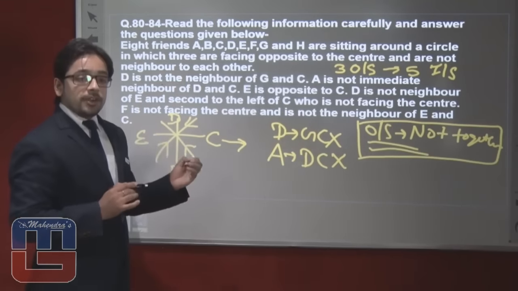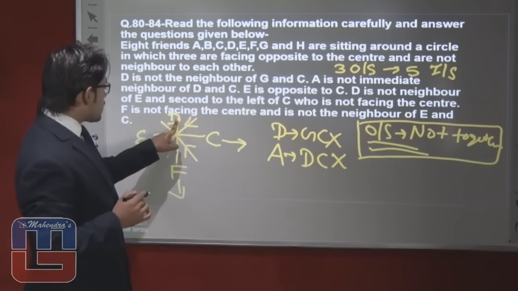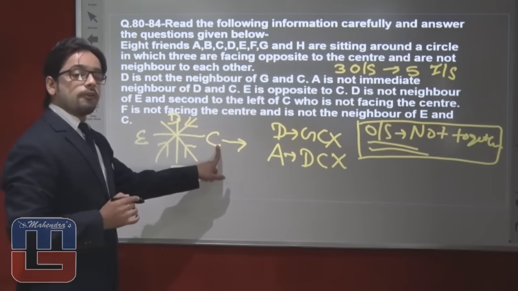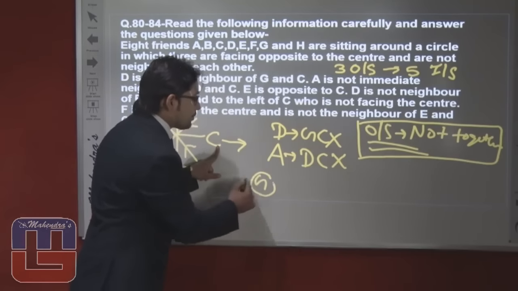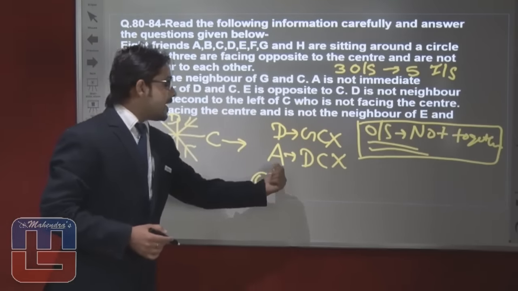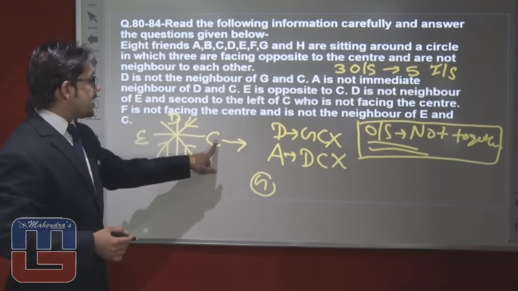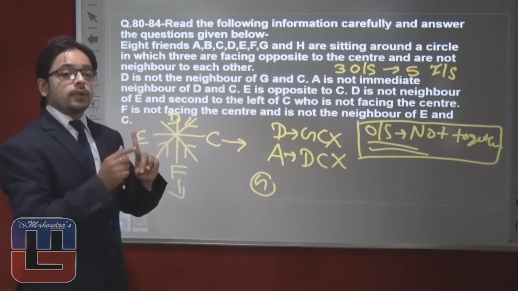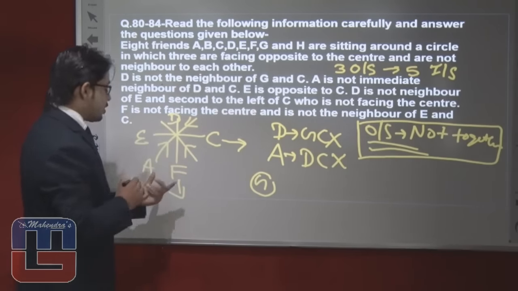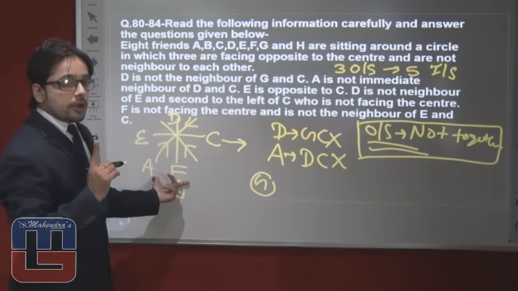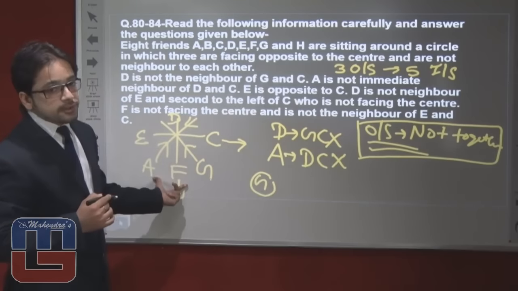Information which is written, that is D is not neighbor of G and C. We have already mentioned the name of C. Still two places are vacant for G. You can see there A is not neighbor of D and A is not neighbor of C. So only one place is available for A, that is just near F. Now we can conclude the place of G which is available is here, immediate right of C.